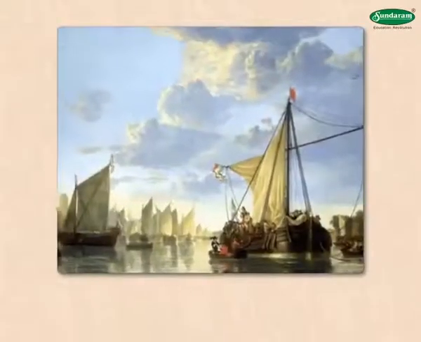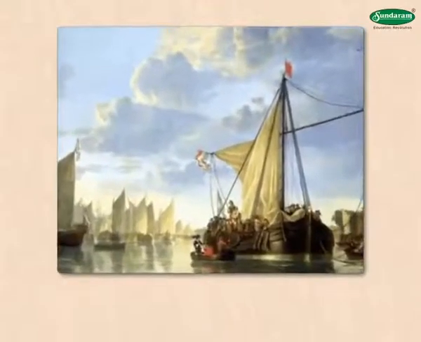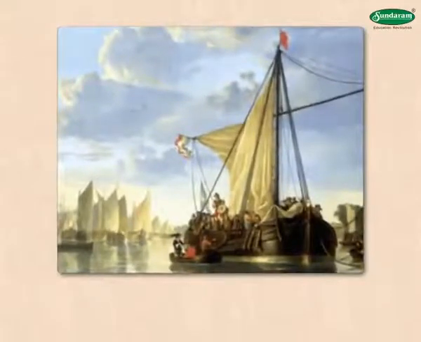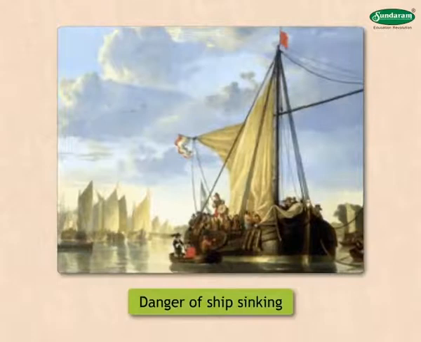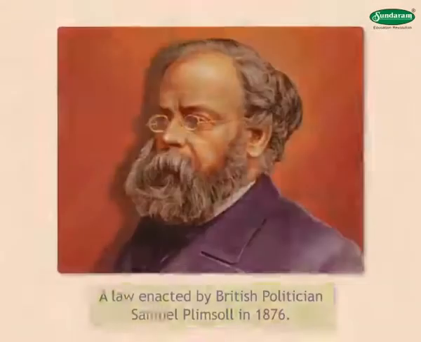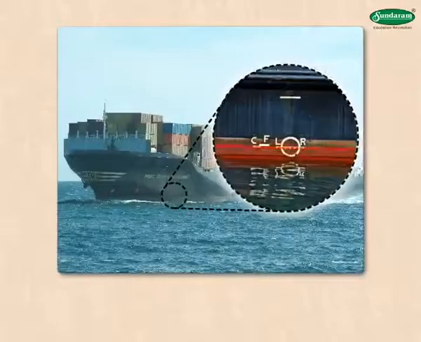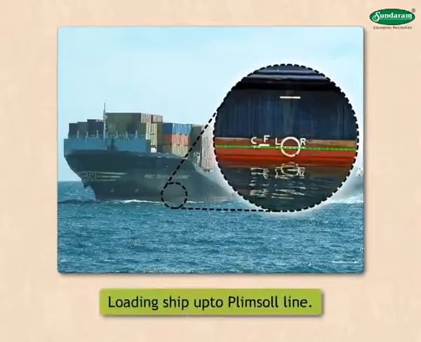In olden times, to make the maximum possible profit, a ship would be loaded excessively. A ship loaded like this was in greater danger of sinking. By the efforts of a British politician, Samuel Plimsoll, a law was enacted in 1876 which made it mandatory to mark such a line on every ship. Legally, a ship may be loaded only till the Plimsoll line is visible above the level of the sea.